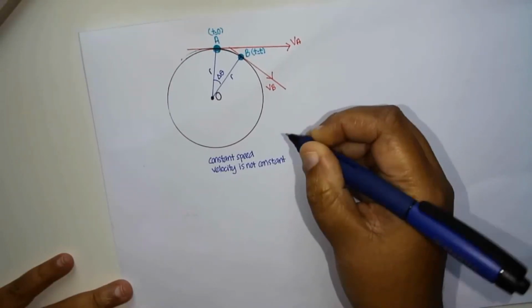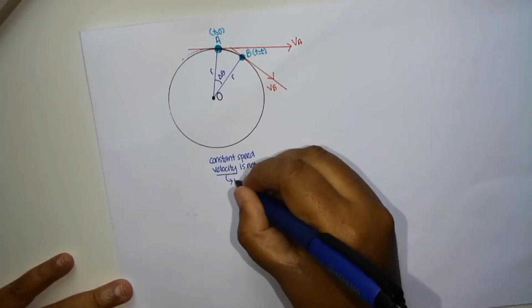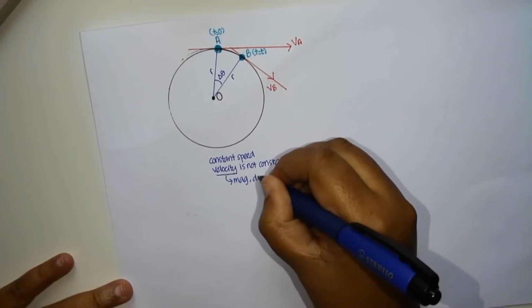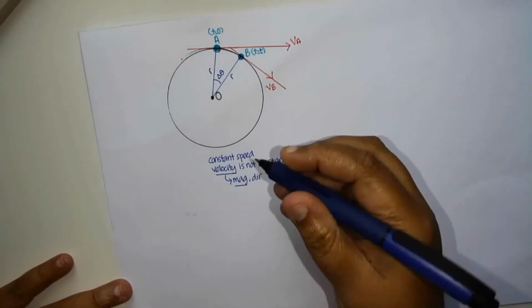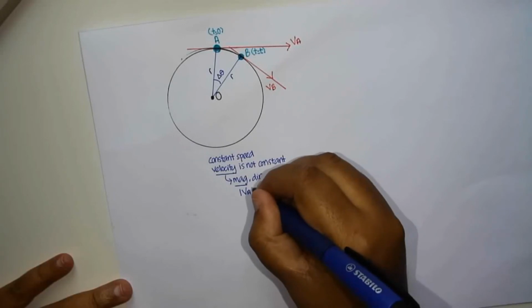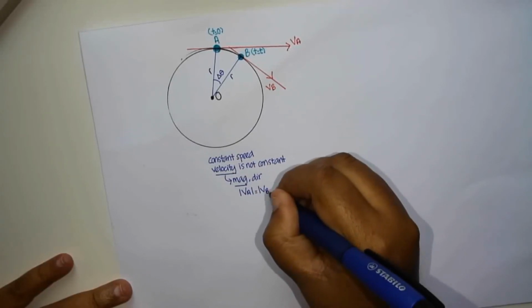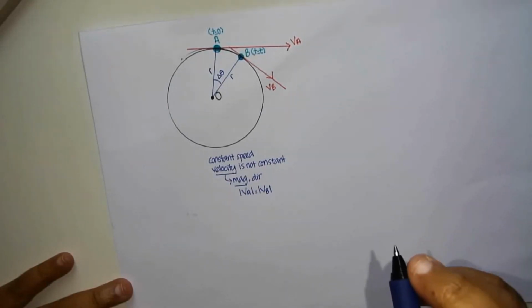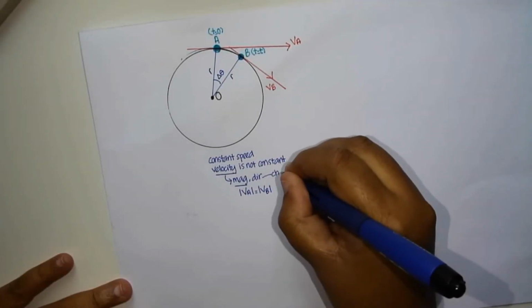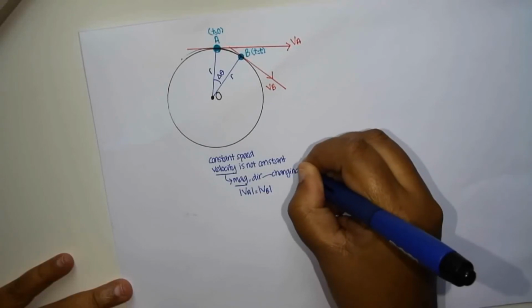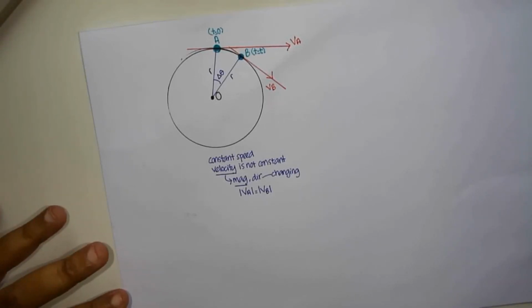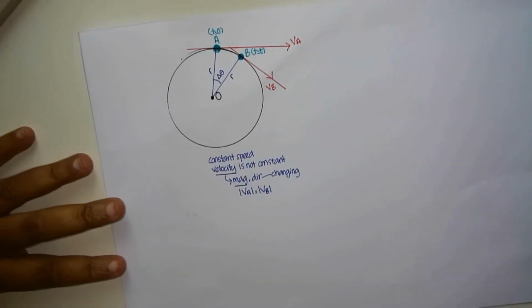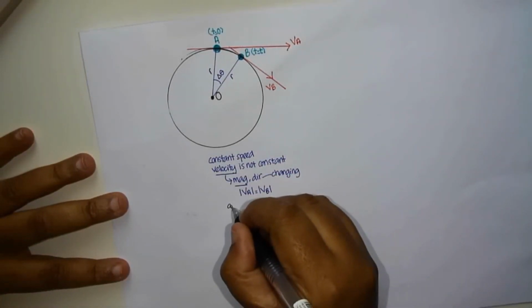Why is the velocity not constant? Because velocity has magnitude and direction. The magnitude is the same, that means the magnitude of VA is equal to the magnitude of VB. But the direction is not the same; the direction is changing. So due to the direction changing, the velocity is not constant, so we can say that the object will experience an acceleration.